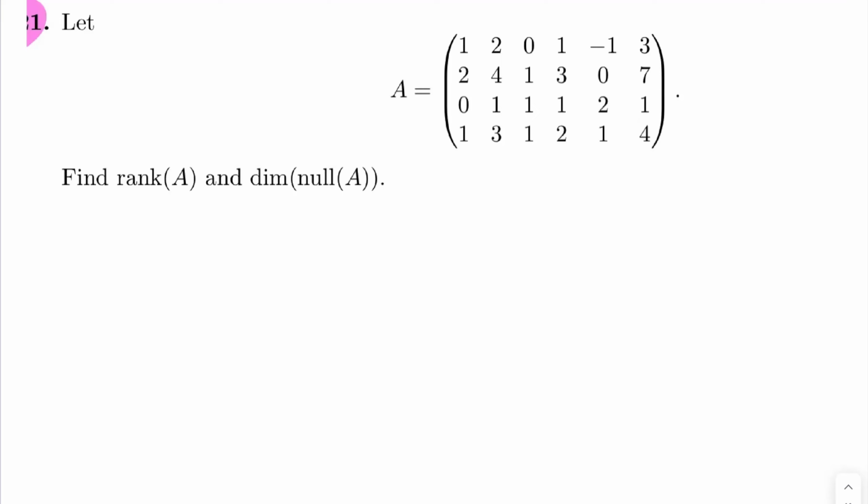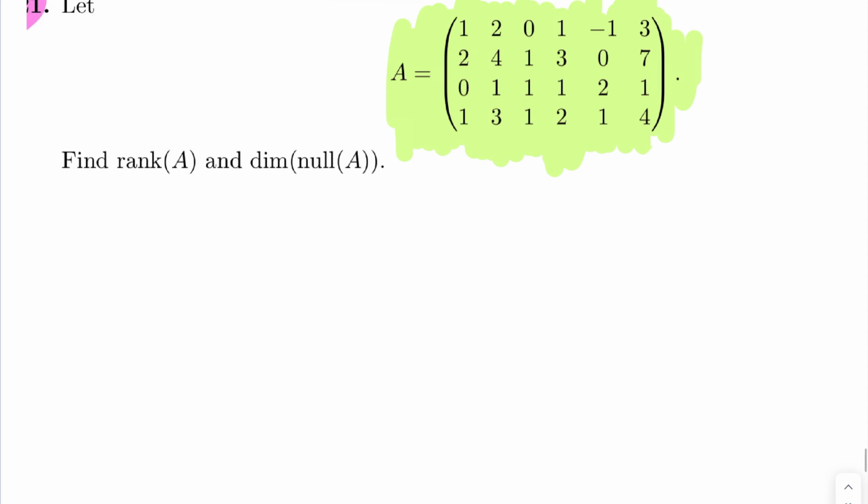All right, let's take a look at the next problem here. They give you a matrix A, and they're asking you for the rank and the dimension of the null space of A. This question is a bit different to the ones we've been doing. First thing we want to do is row reduce this matrix and find the number of linearly independent vectors in here. So let's go ahead and do that first.